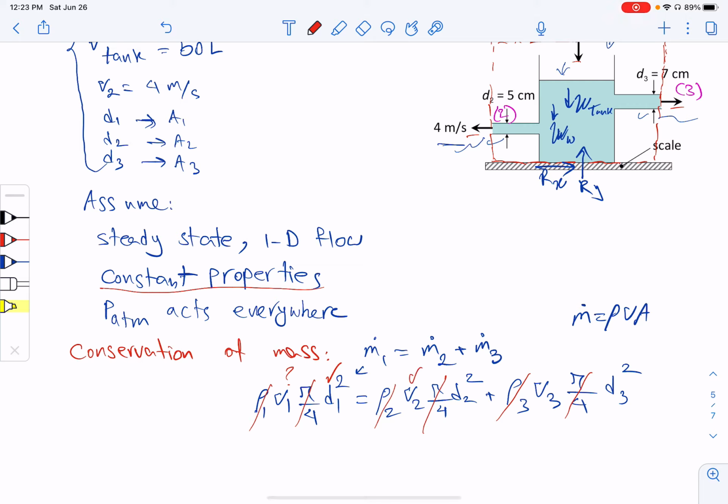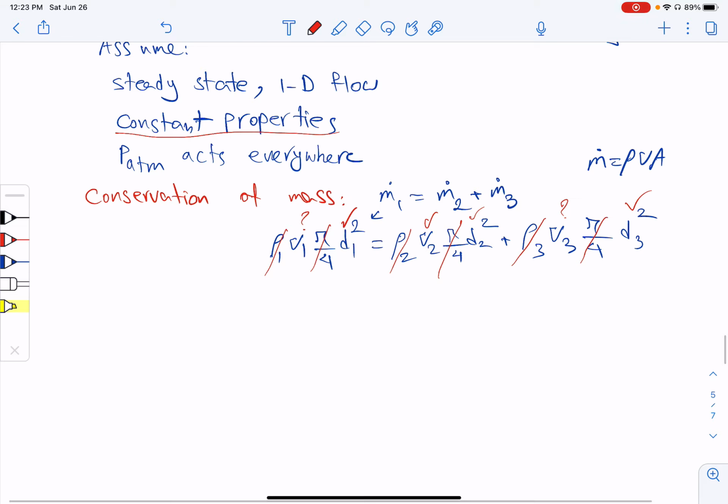Now we know D1. We don't know V1. Do we know V2? Yes, we know V2, we know D2, we don't know V3, and we know D3. So one equation, two unknowns. So we need another equation. Let's go and solve it with conservation of momentum.